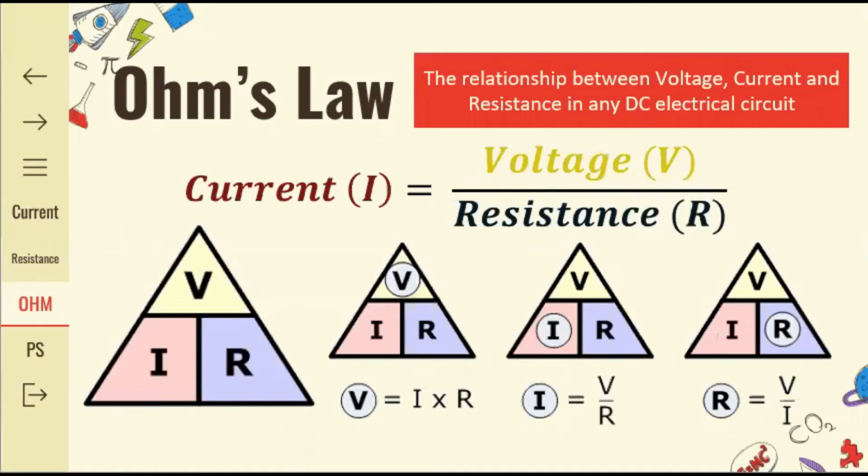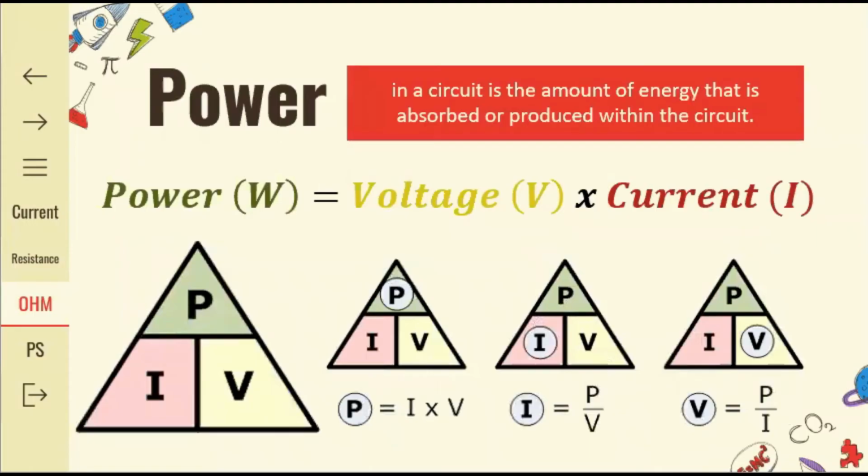Okay, so since nabanggit po natin dito yung current and voltage, current and voltage can be found in our sources. So ano yung tawag natin dun sa sources natin? So tinatawag po natin siya power sources. Ano po ba ang power? Power, in a circuit, is the amount of energy that is absorbed or produced within the circuit. So mathematically, power, measured in watts, capital letter W, is equal to voltage times current, or IV.